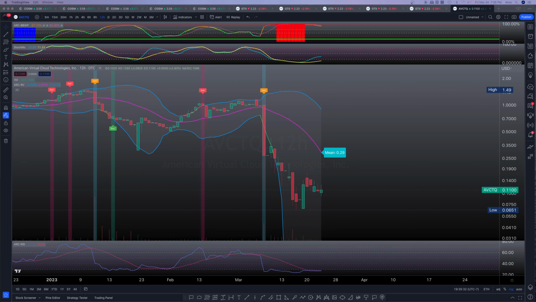I'm going to start introducing something called Quick Pix, and let's just see how it goes with my timing, right? So per request, AVCTQ right here. Let's go ahead and get this rolling.